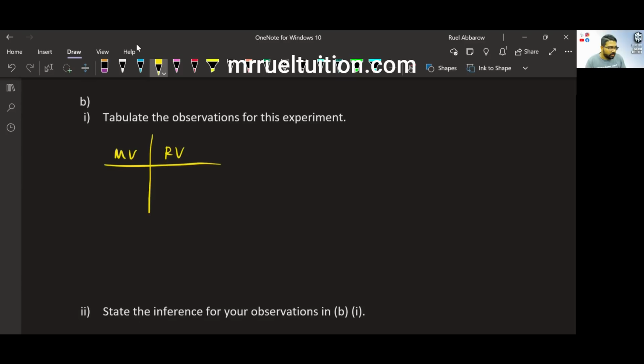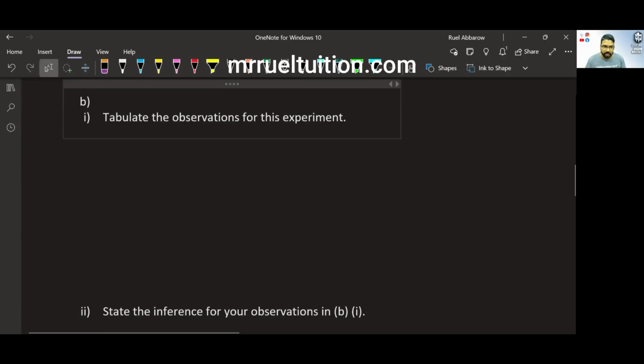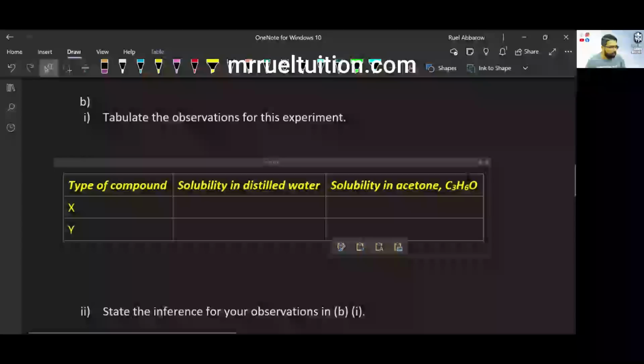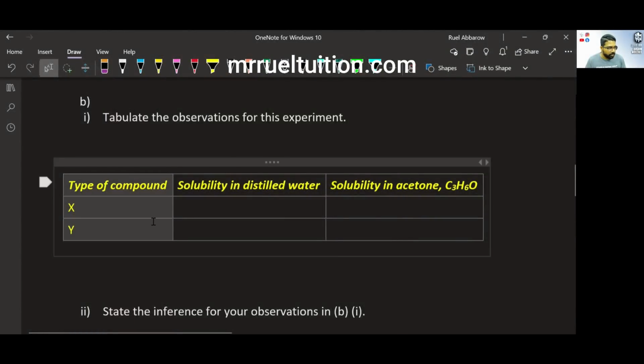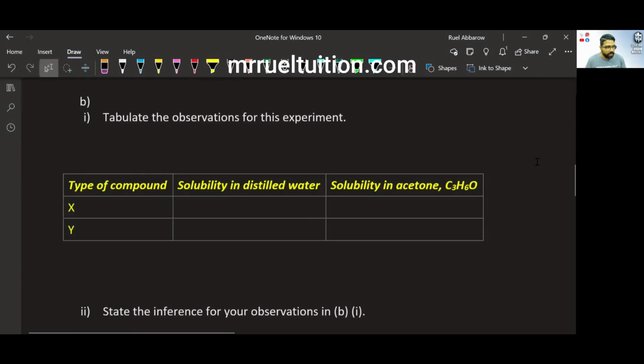So we start with here, MV, manipulated variable. What is the manipulated variable? Type of compound, isn't it? Okay, so here will be type of compound. What is the responding variable? Solubility, right? Solubility in water and in organic solvent. So that will be here. But of course, solubility, we are going to separate it, right? So this is what the table looks like. Type of compound is the MV, this is the RV, solubility, in distilled water and acetone separately.